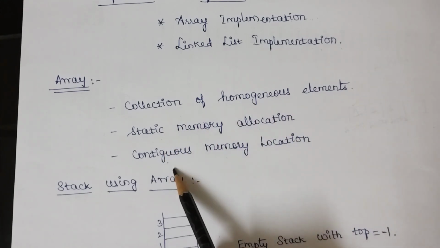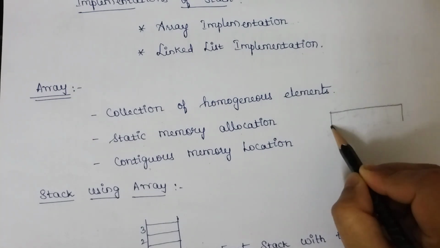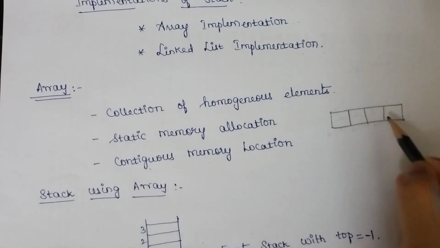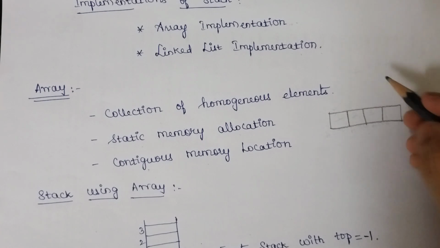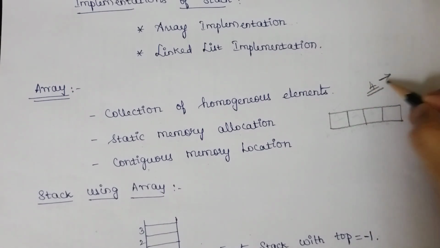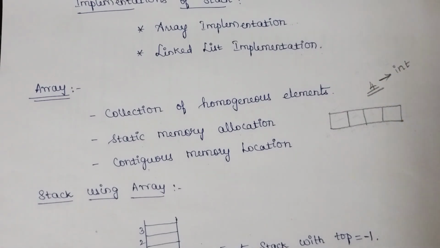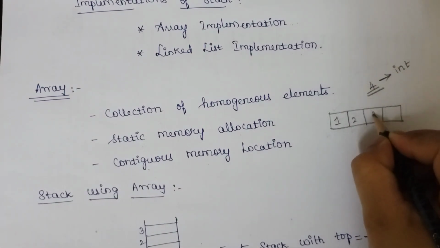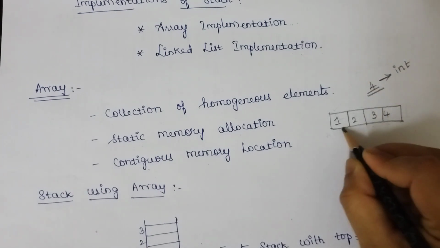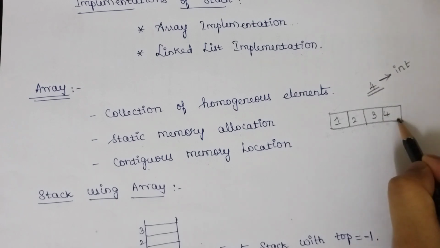And the next one is contiguous memory location. So if you are allocating memory for an array, for example, this is my array, which is capable of storing 4 elements. So now the size of the array is 4. Okay, and it is capable of holding 4 elements of type integer. So integer elements means I can say 1 2 3 4. So now this is my array containing 4 elements of integer type. And what are the elements? 1 2 3 4, right?